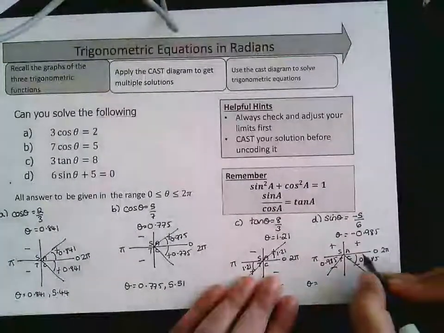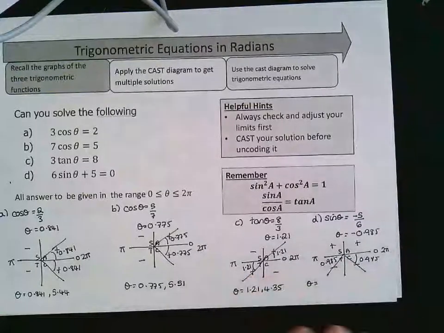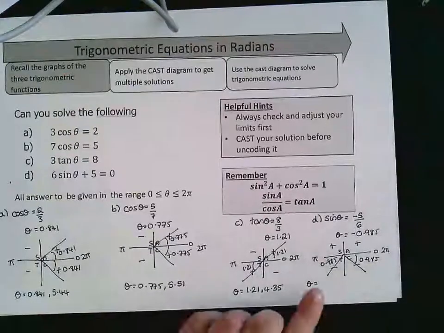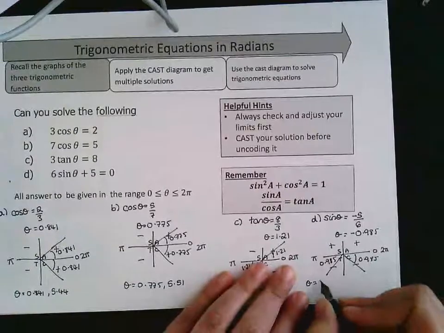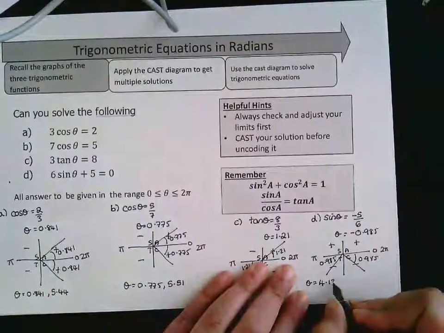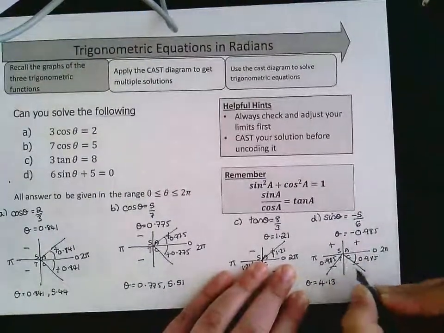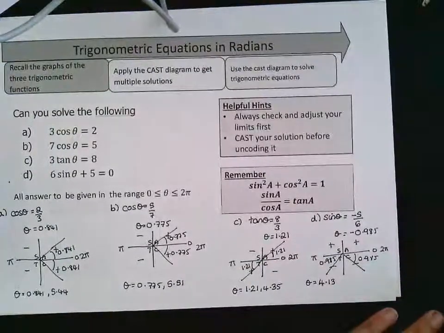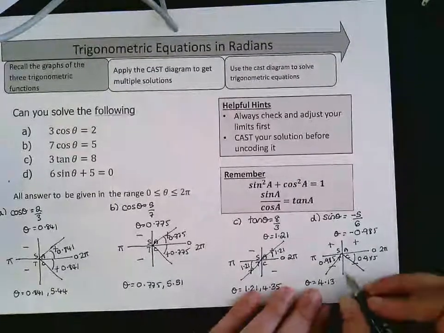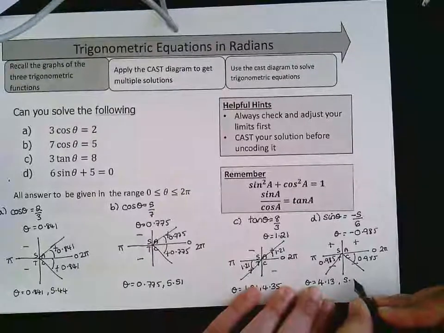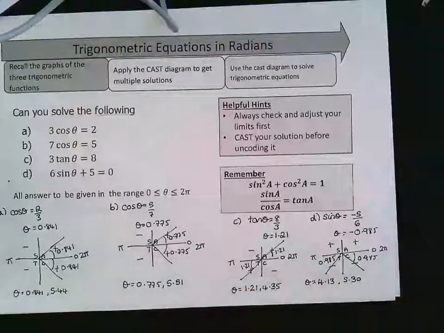So my solutions will be, well, there's pi, so I've got to add pi, pi plus 0.985, which is 4.13. And then from 0, how far do I travel? 2 pi minus 0.985. And 2 pi minus 0.985 is 5.30. Hopefully you got all those correct.